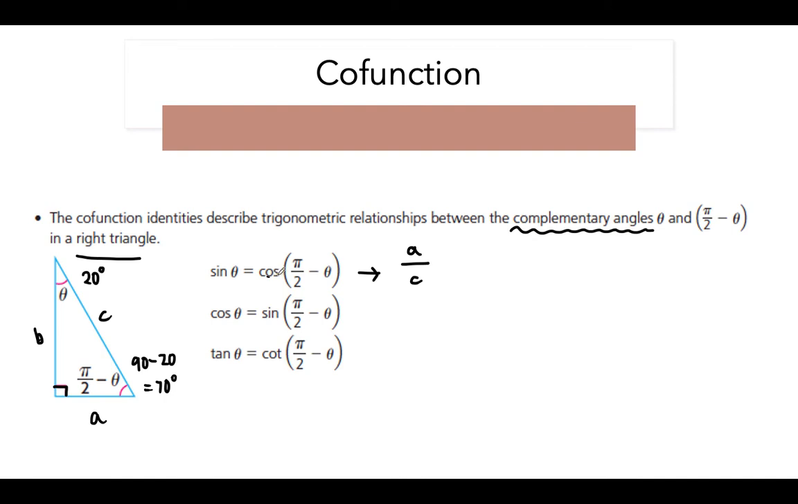Then cosine of this angle, which is pi over 2 minus theta, from this position is going to be adjacent over hypotenuse. So it's exactly the same ratio. Cofunction represents the same ratio but using the complementary angle of a 90 degree triangle. So cosine could be represented using sine, and tangent could be represented as a cofunction with cotangent.